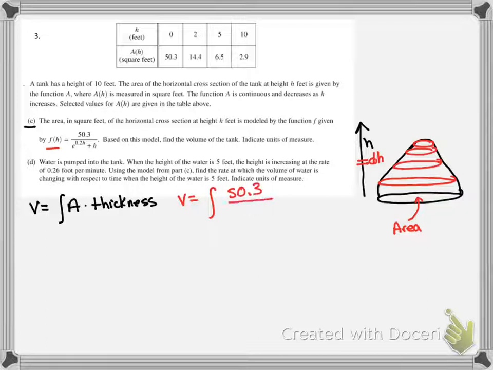50.3 over e to the 0.2h plus h times dh. That's our thickness. And we're going to go from 0 to 10 because the tank has a height of 10. And we'd use our Math 9 to figure this out.